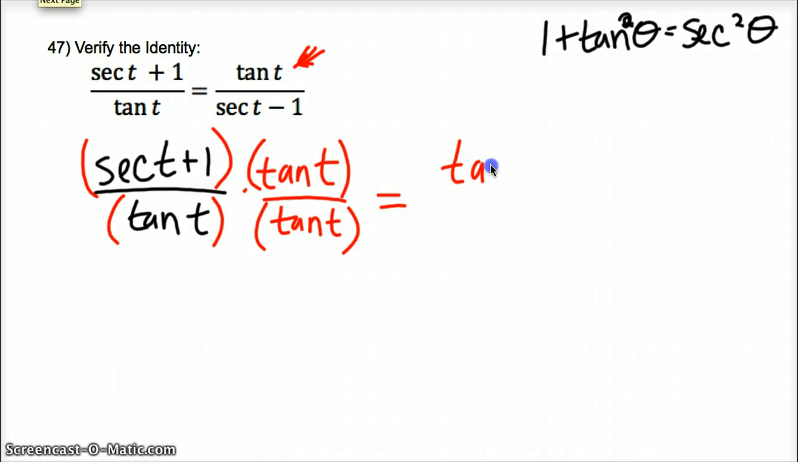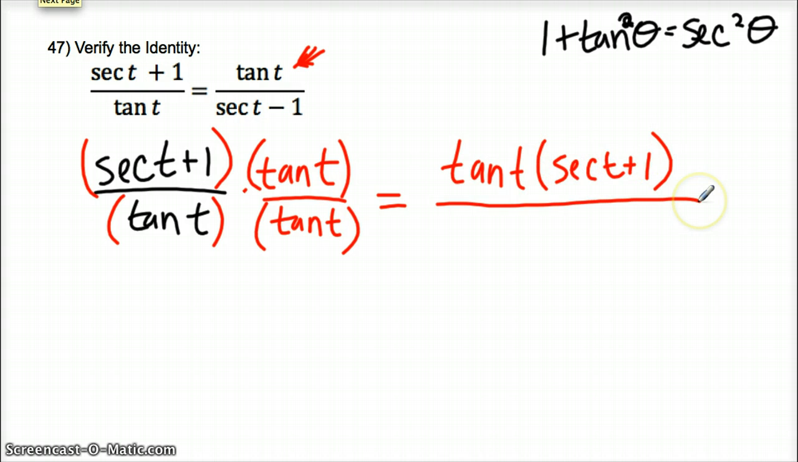I'm going to leave the top as a factor because my ultimate goal is to get rid of secant of t plus 1. That's my ultimate goal here. In addition to that, I want to get secant of t minus 1 in the bottom. So let's see, I'm going to have tangent squared of t. Taking a look at my Pythagorean identity, I can change this tangent squared to something related to secant up there.